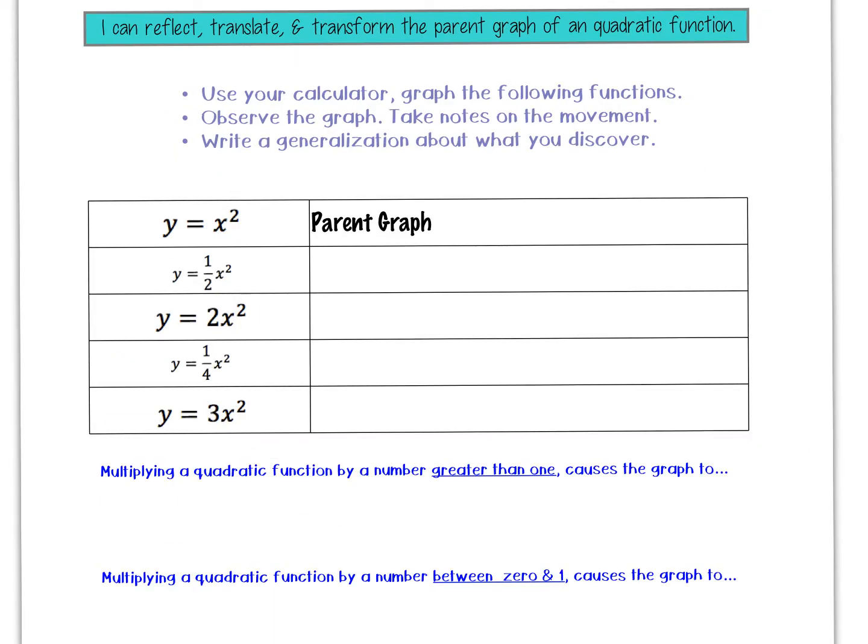All right, we've already explored a little bit with the coefficient in front of the parent graph x squared term. But what I'd like you to do is still go through this process and look at these different graphs. And now that you have a little background knowledge, do predicting before you graph it.